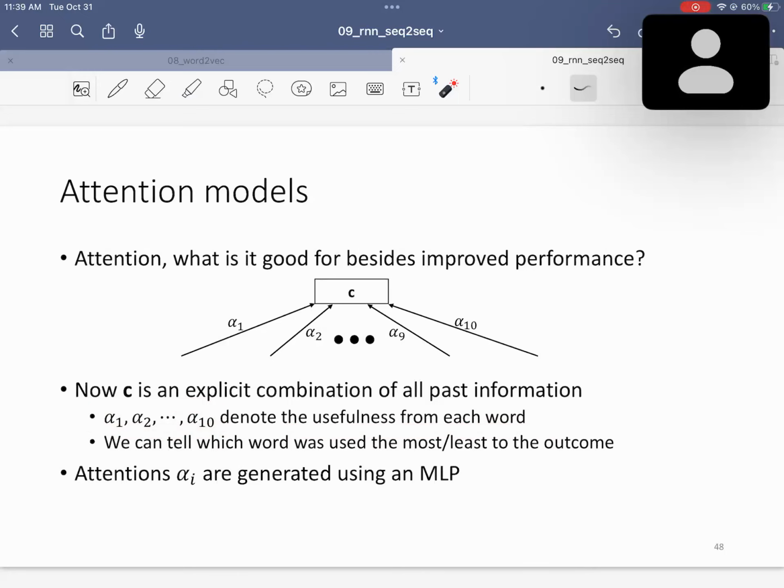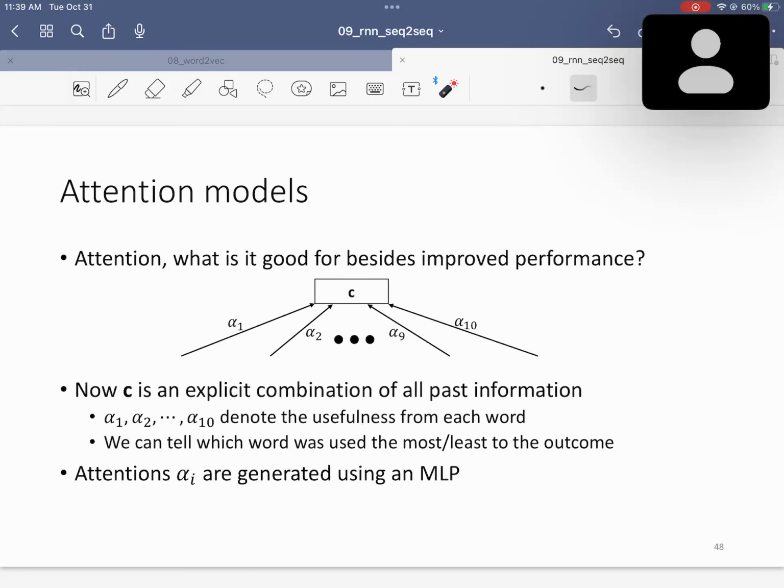Because the alphas need to sum to 1, for example, if alpha 1 is 0.8 and the others are 0.01, 0.02, all the way to 0.001, then you know that the model decided that the most important information lay in H1. That's why it's 0.8. So this gives you an indirect interpretation of what the model is doing in terms of attention strength.